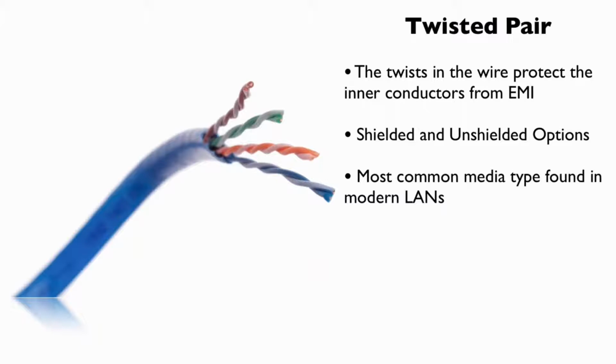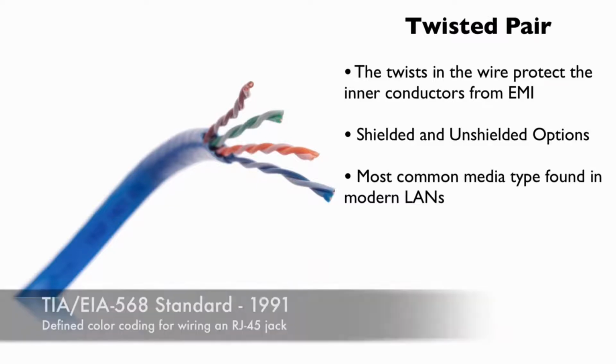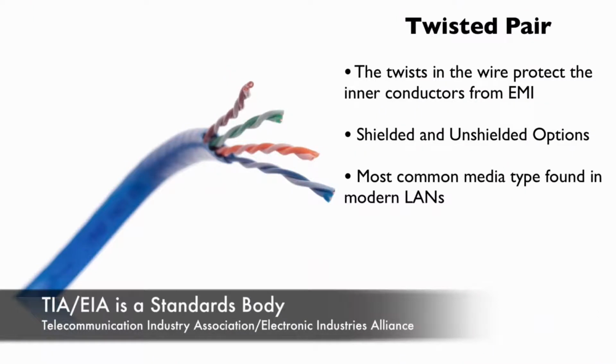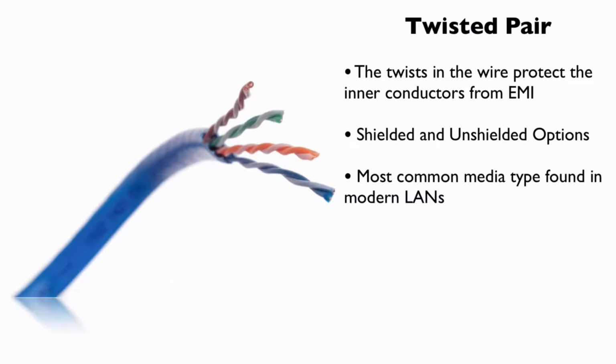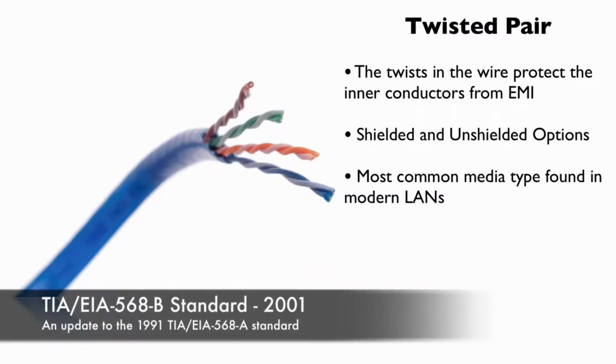There is actually a standard that says which color of wire needs to be connected to a specific pin on an RJ45 connector. The original standard was developed back in 1991. It was the TIA/EIA 568 standard. By the way, TIA/EIA, which people commonly pronounce as TIA, stands for Telecommunications Industry Association / Electronic Industries Alliance. That standard, which has now become known as TIA 568A, was updated in 2001, and that update is referred to as TIA 568B.